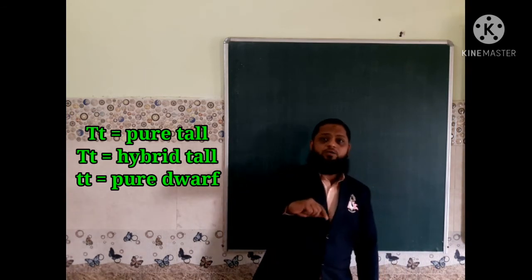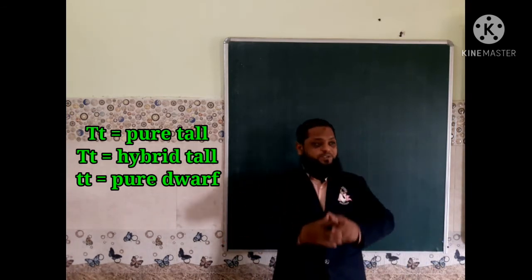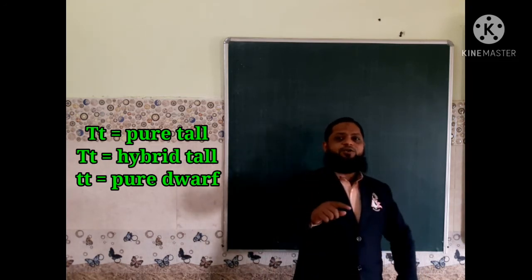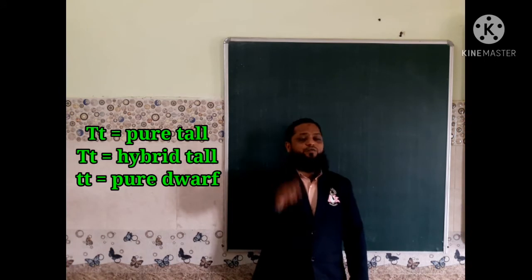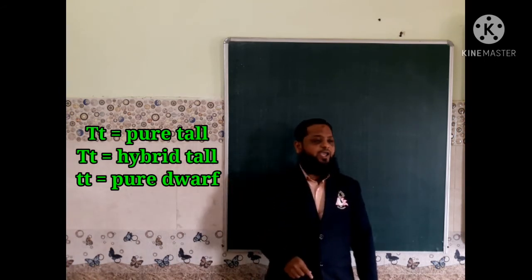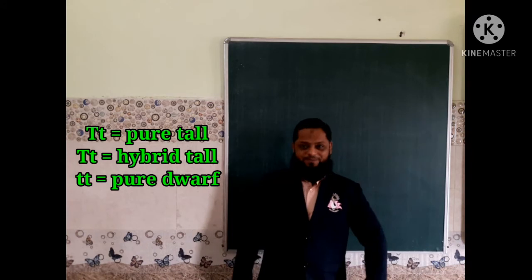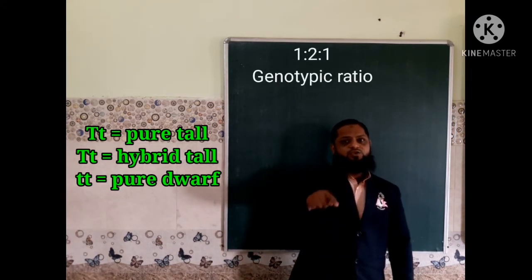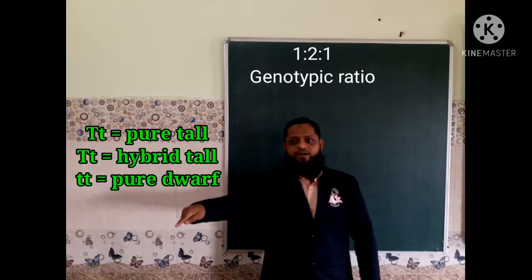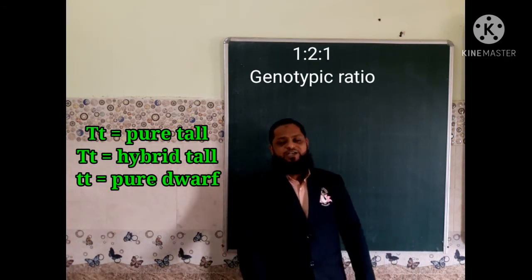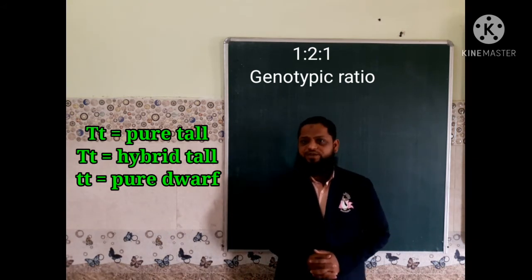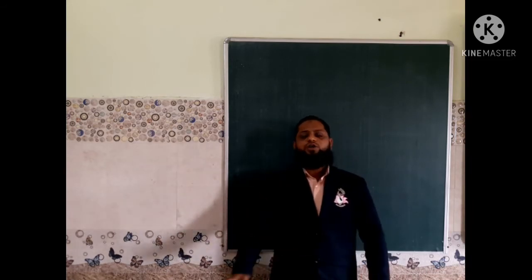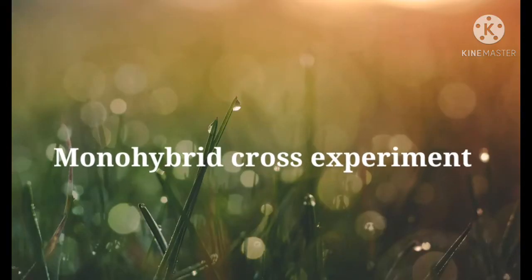Capital T small t, one dominant and one recessive character is present. That's why it is said to be the hybrid tall plant. So hybrid tall plants are two. That's why 1:2, and again small t small t, one plant is there, so pure dwarf. So 1:2:1 will be the genotypic ratio of the F2 generation in a monohybrid cross. This is all about the monohybrid cross.